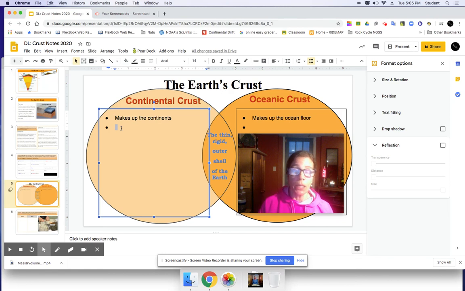Now, where do those words and phrases come from? Well, I pulled them right out of the reading for you. So just please type them. There'll be 7 additional words and phrases for continental crust and 7 additional words and phrases for oceanic crust. You may not use any of the phrases more than once, okay?